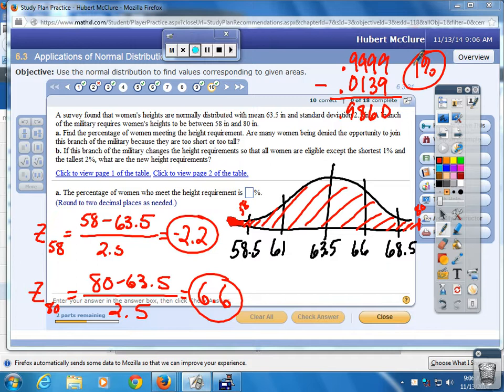So if this branch of the military changes the height requirements, so this is another picture. You got to draw another picture.